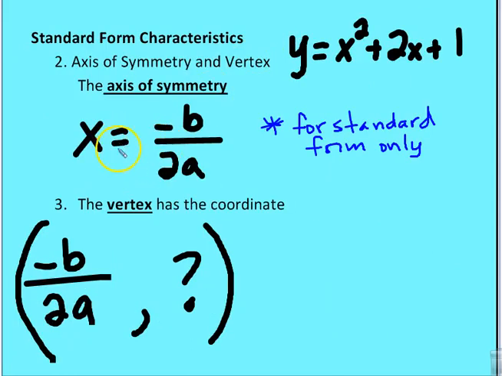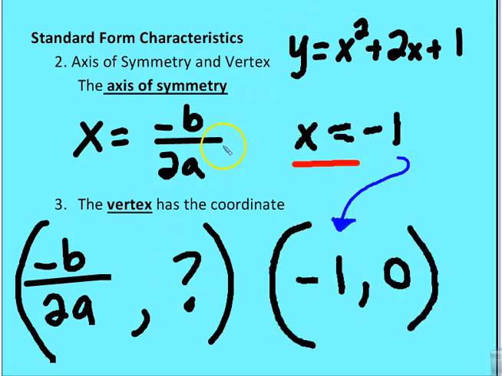All right, so here we go. The vertex has the coordinate negative b over 2a, since x is equal to negative b over 2a. And then we need to derive or find the y portion of the vertex. All right, so if you do the math, minus b, which would be minus 2, over 2 times 1, leaves us with negative 1. Right, so now we're going to use negative 1.